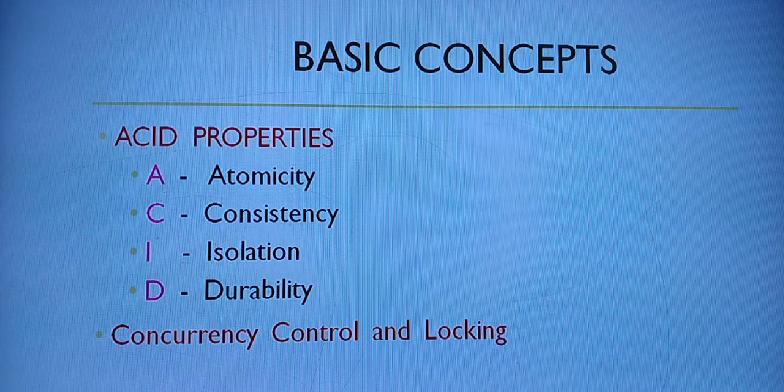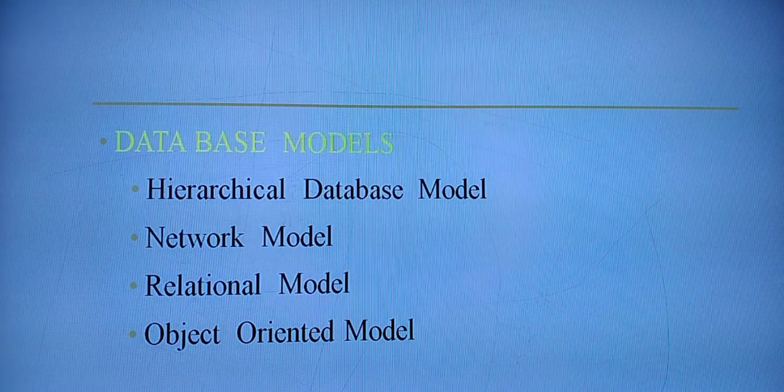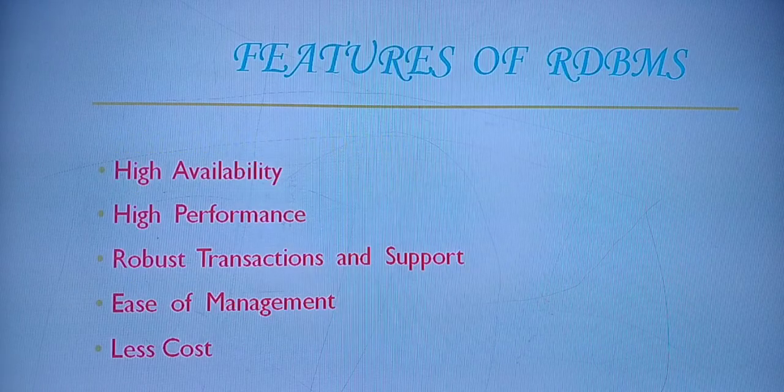There are two, that is your ACID property. The next one is your concurrency control and locking. Next, we finished the database models, that is your hierarchical database model, network model, relational model. Next one is your object oriented model. And in the next class we finished relational database management system, that is your RDBMS, and under that one, these are the features.